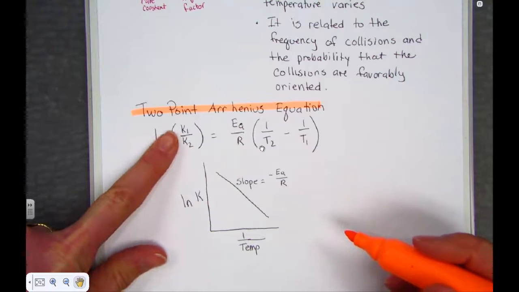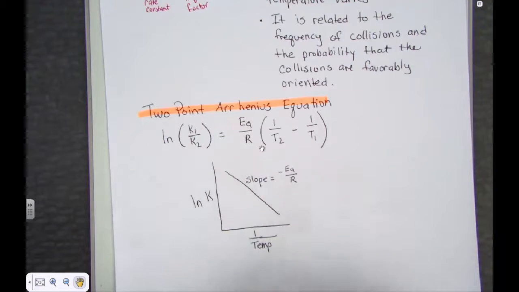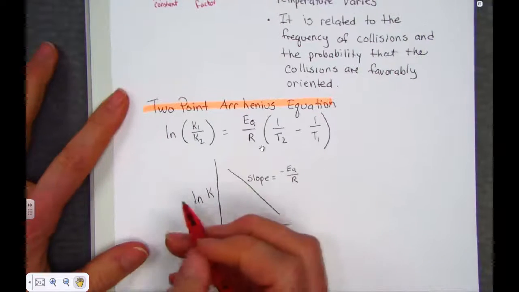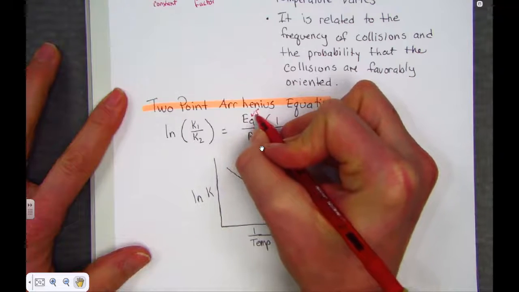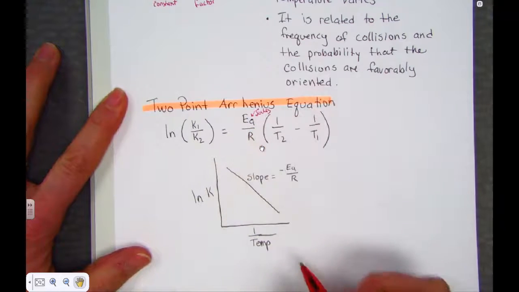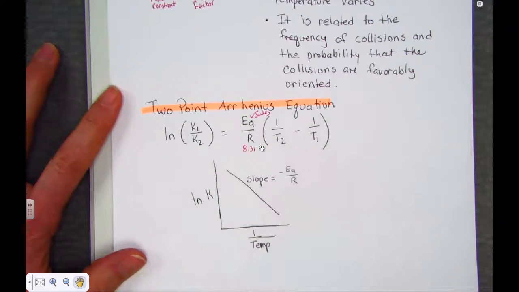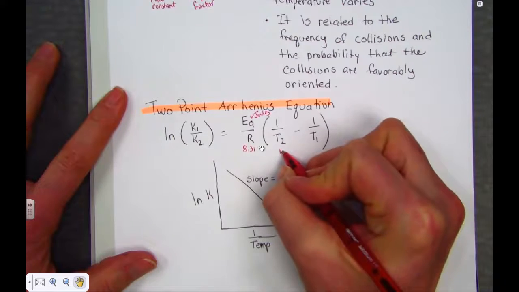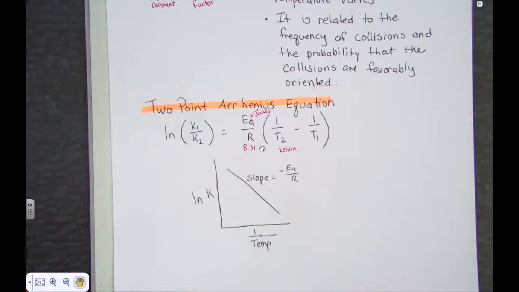The natural log of rate constant 1 over rate constant 2 equals Ea over R times the difference in reciprocal Kelvin temperatures, 1 over T2 minus 1 over T1. A couple of ideas here. Ea is activation energy. Remind yourself when we're plugging in these values, they must be in joules. R is the gas constant, 8.31 when we're using the metric, and temperatures must be in the Kelvin units for this to work out. So every time we're dealing with Arrhenius, make sure it is indeed Kelvin temperatures.